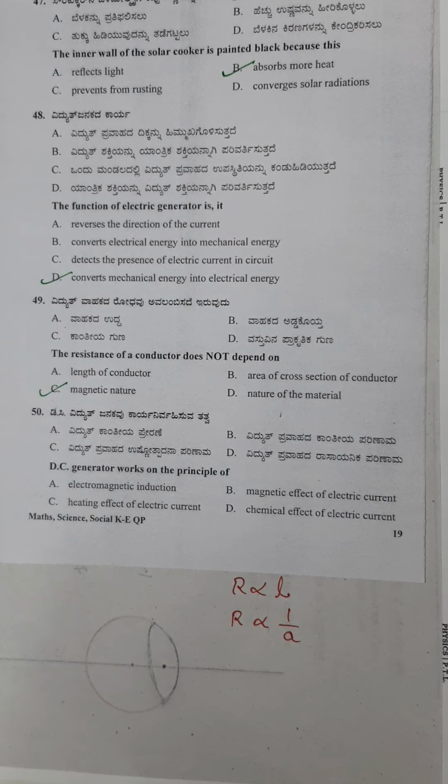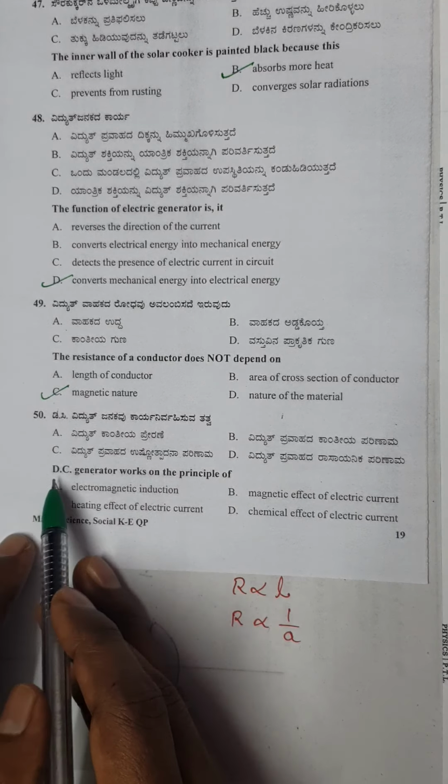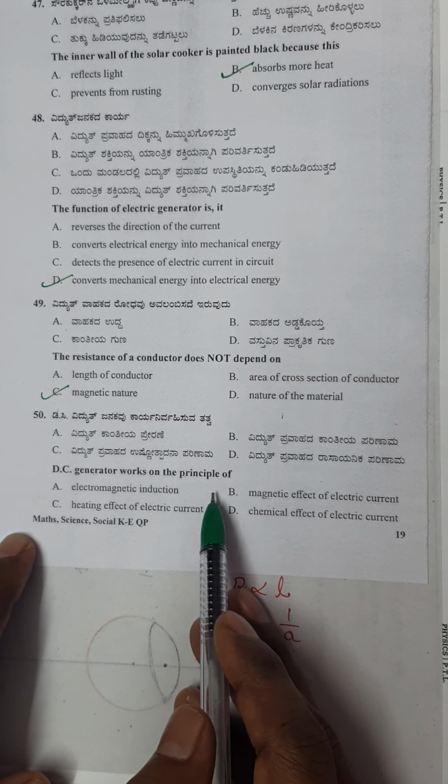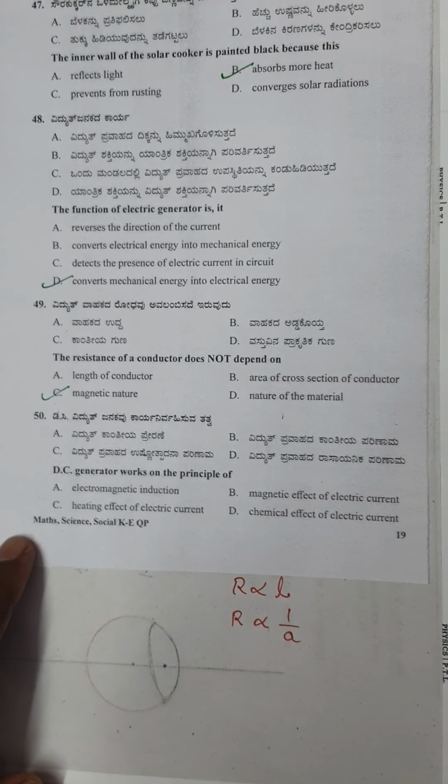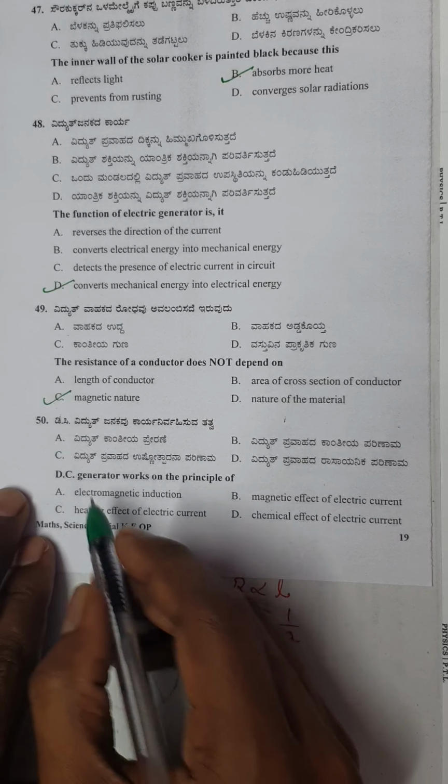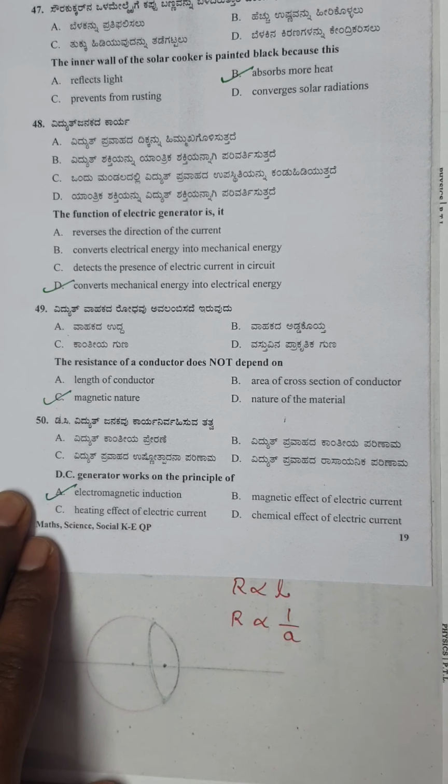So what do you mean by electromagnetic induction? We all know electromagnetic induction is the change in magnetic field in one conductor which induces the current in another conductor. So when the change in magnetic field in one conductor induces the current in another conductor, there you come across electromagnetic induction. It's a very simple question. So DC generator works on the principle of, yes, what? What is the right option here? Option A is the right answer, electromagnetic induction.